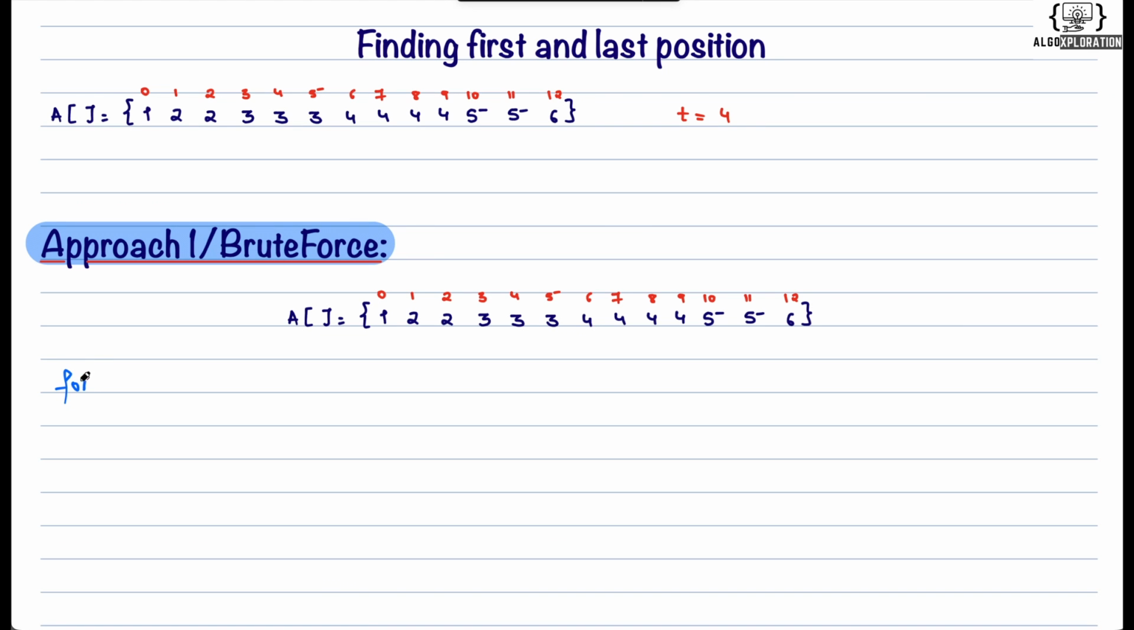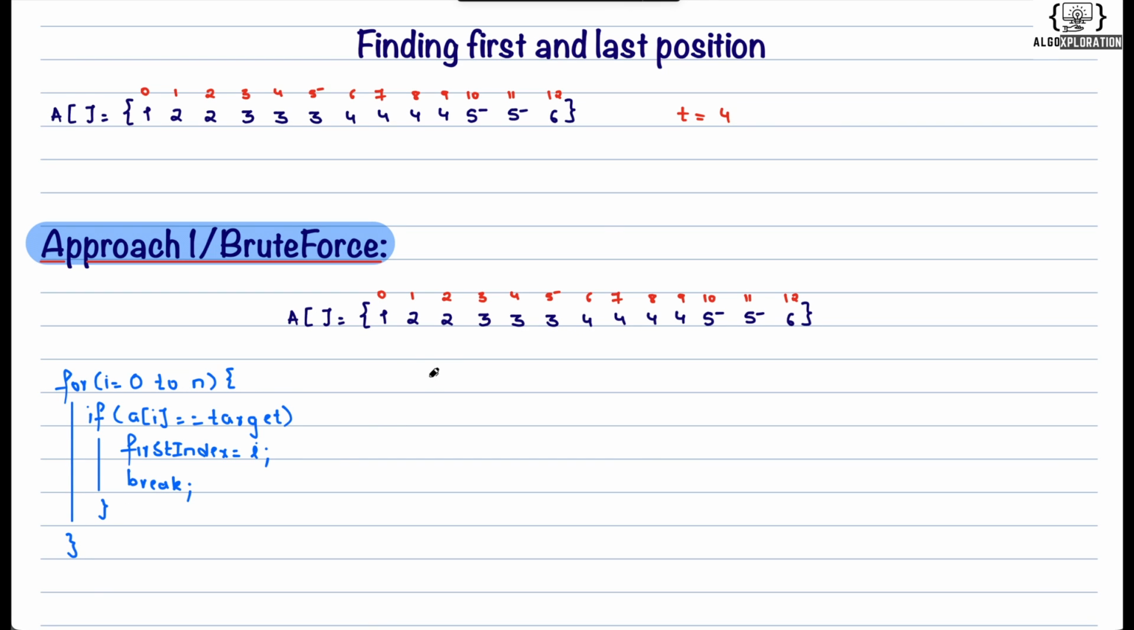For i will be coming from 0 and it will go till n, if a of i is equal to target, then the first index will be i. That's it, and we will be breaking from the loop. This will be the first for loop.